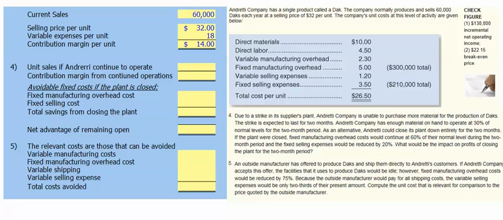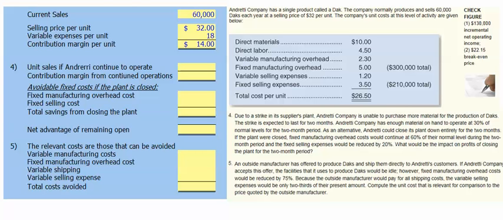Let's go ahead and take a look at question number 4. Due to a strike at its supplier's plant, the Andretti Company is unable to purchase more materials for the production of DACs. The strike is expected to last for 2 months, and the Andretti Company has enough material on hand to operate at 30% of normal levels for the 2-month period. As an alternative, Andretti could close its plant down entirely for the 2 months, and if the plant were closed, fixed manufacturing overhead cost would continue at 60% of their normal level during the 2-month period, while selling expenses would be reduced by 20%.